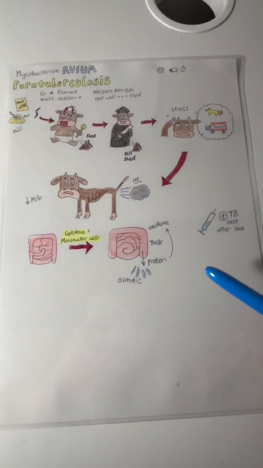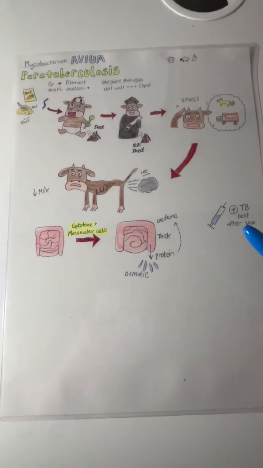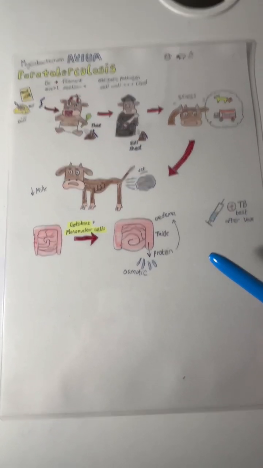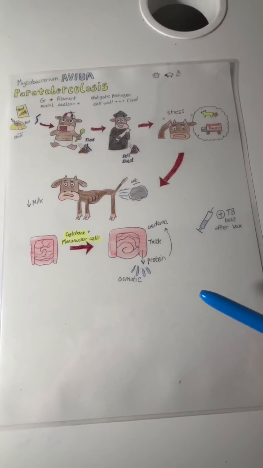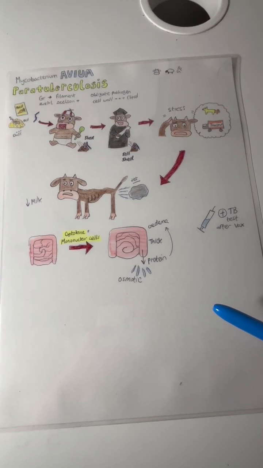And for diagnosis, you can use PCR, IF. You can also isolate it, but it takes an incredibly long time. And you can also use ELISA, which only works later in the disease when diarrhea is present. Or you can do it earlier in the disease with paratuberculins.